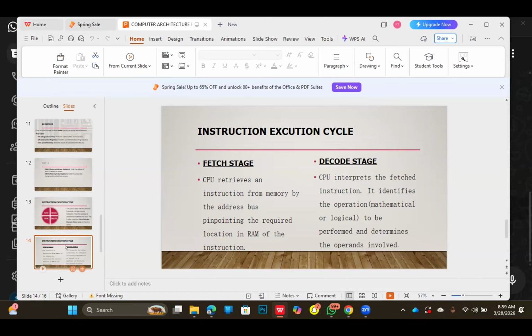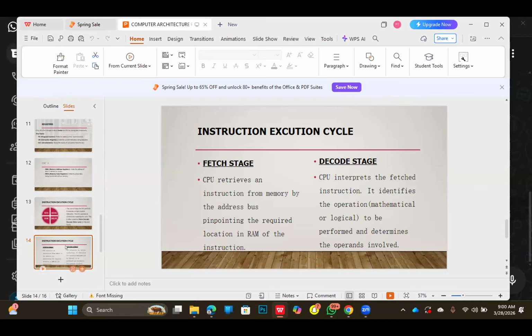Then we come to the decode stage. With the decode stage, the CPU interprets the fetched instruction. It identifies the operation (mathematically or logically) to be performed and determines the operation involved. So right now we've located where the information is coming from by the first stage. Now the decoding stage is where we tell the exact instruction that it is. Is it an arithmetic instruction, maybe performing a basic math instruction or a higher instruction? So the decode stage differentiates what type of instruction is required from the CPU to perform.